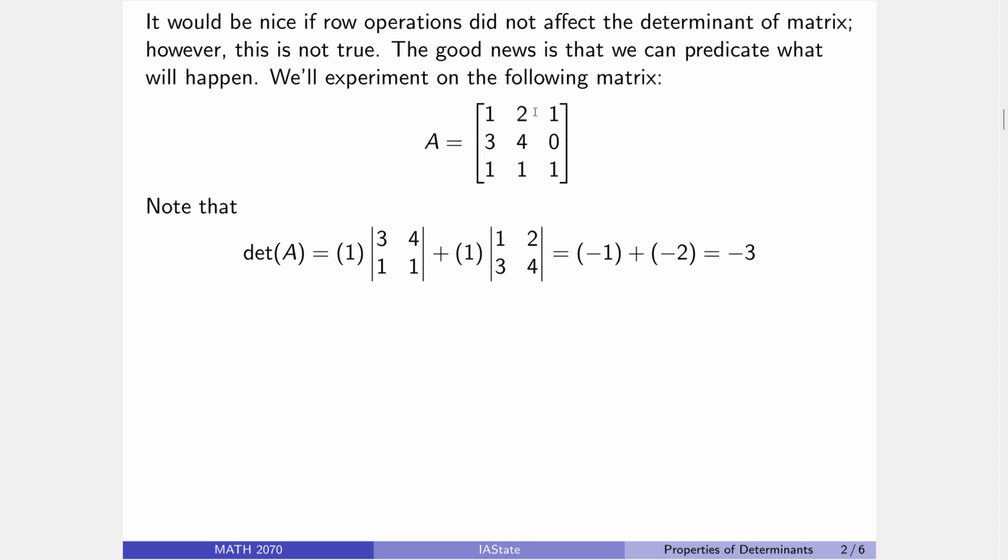Note that I've got plus minus a positive 1 here. Likewise, I'll have a positive 1 down there. So I delete the row and the column for this, and what's left over is 3, 4, 1, 1. I take the determinant of that. I delete the row and the column of this. What's left over is 1, 2, 3, 4, and I compute the determinant of that. And the determinant here, 3 times 1 minus 4 times 1 is negative 1. And 1 times 4 minus 2 times 3 gives me negative 2. So this matrix has a determinant of negative 3. All right, not too bad.